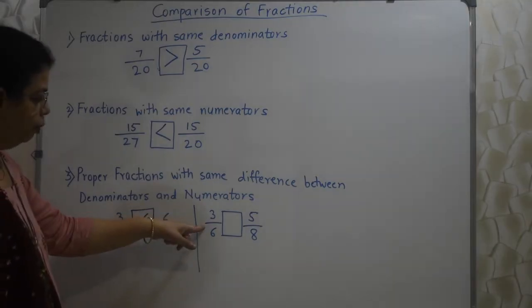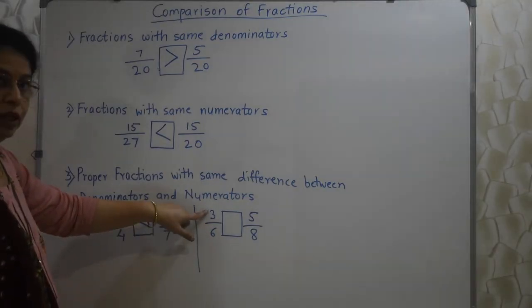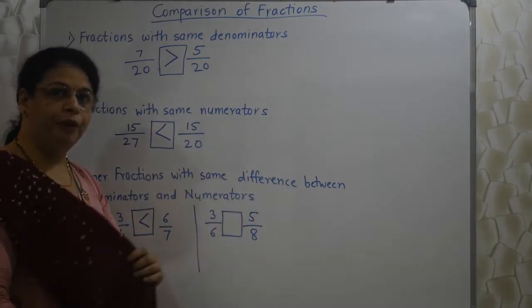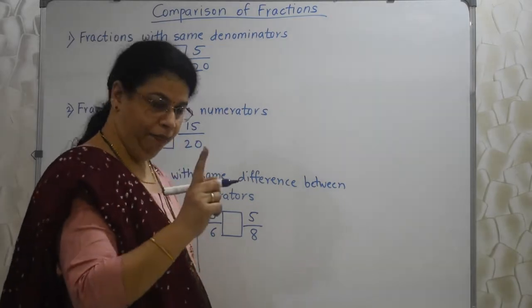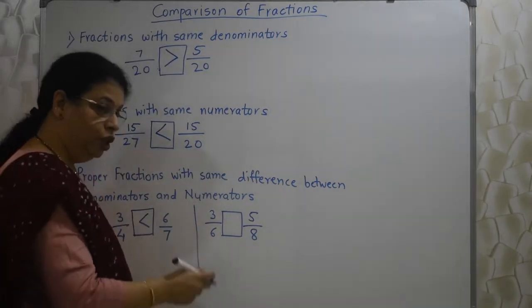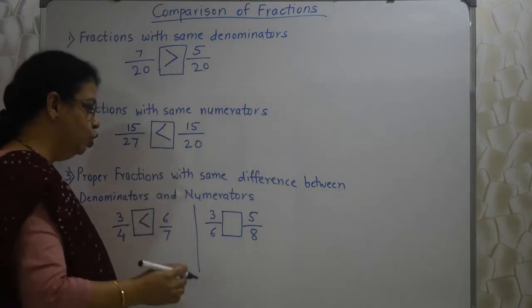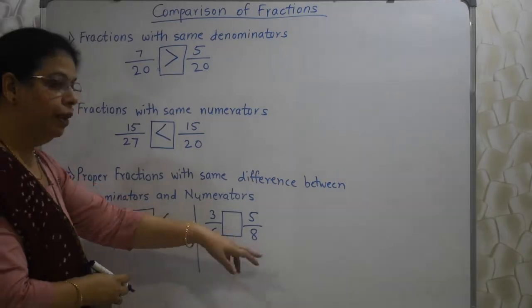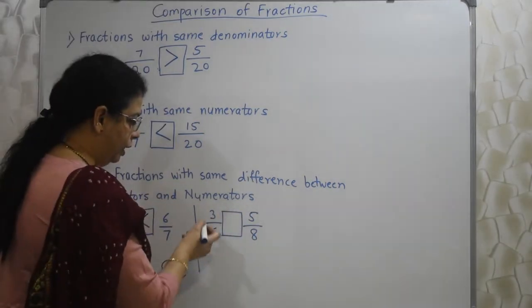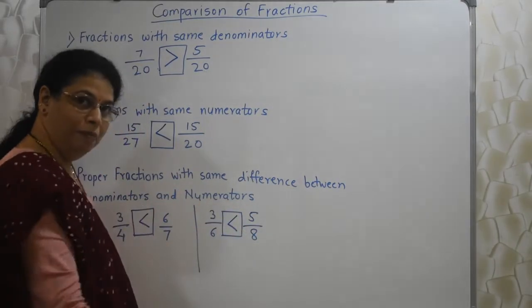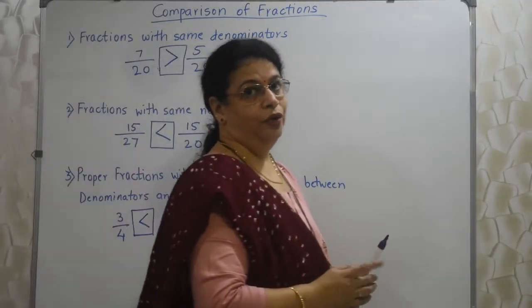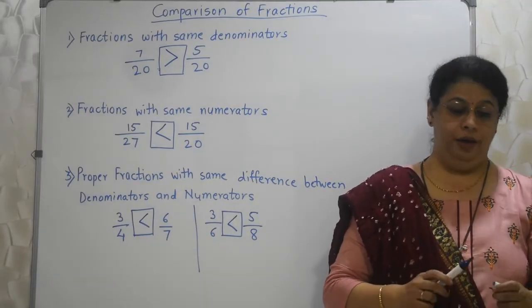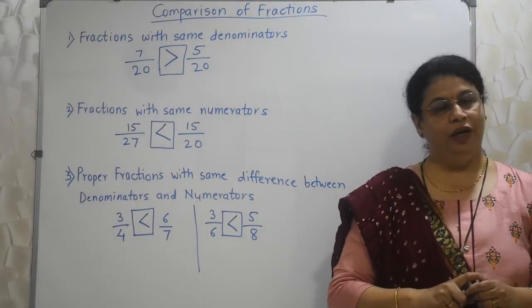Okay. In the same way, one more example. 6 minus 3, 3. 8 minus 5, again 3. So the difference between the denominator and numerator is the same and they are proper fractions. The smaller number on top, bigger number down. So when the difference between denominator and numerator is the same, the bigger numbers make the bigger fraction. So 5, 8 are bigger than 3 and 6. So simple. See, now children, this is not all. We should know how to compare unlike fractions. So let us begin with that.